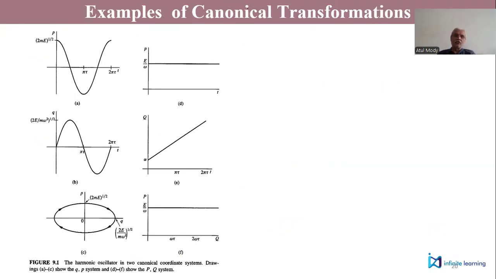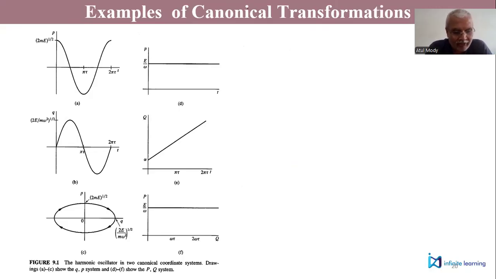Right. So if you see the picture here, figure A, top left, is your old momentum, which varies as a cosine function, cos omega t plus alpha. B, the middle graph on the left, is the old coordinate. It goes as a sine function of time, sine omega t plus alpha. The last graph, third on the left hand side, is the ellipse in phase space. All right, it's a graph of Q versus P for constant energy.